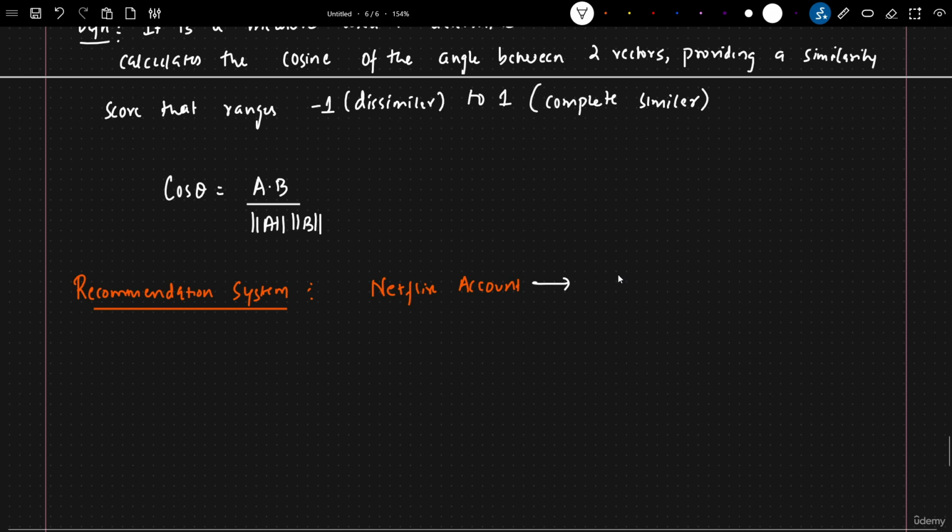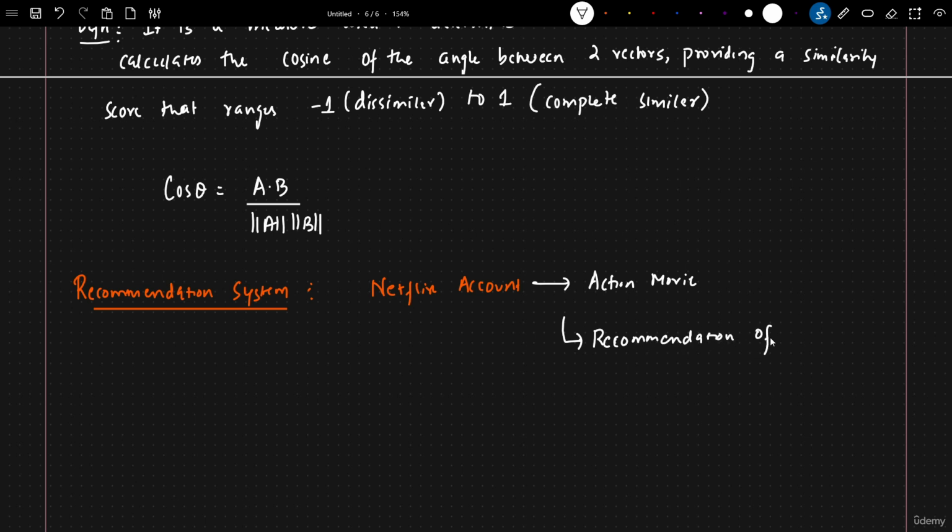So in Netflix, let's say you are seeing an action movie. What happens? You see this action movie, let's say you complete the entire movie. The next step is that you will get recommendations of other action movies.